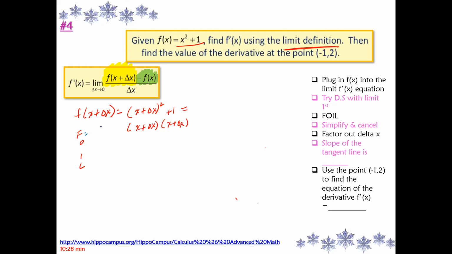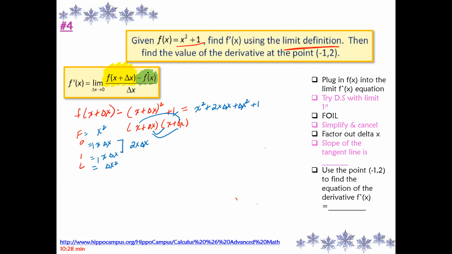First is x times x, so x squared. Outer, x delta x. Inner, x delta x. Last, delta x squared. If I combine the two together, that's going to be 2x delta x. And so my answer here will be x squared plus 2x delta x plus delta x squared. Don't forget your 1 plus 1.